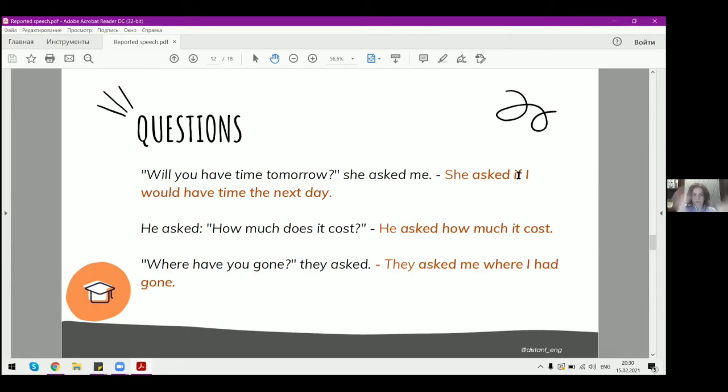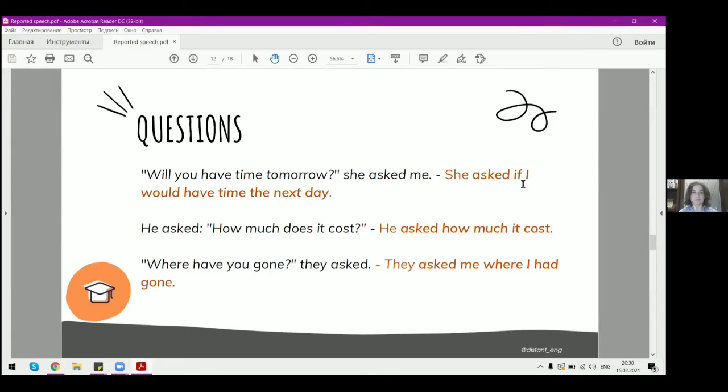So, coming back, why do we use it? To transform exactly the question without any question word. That's why we need it. So, all in all, we have: she asked if I would have time the next day. She was asking about me. That's why I'm saying "I would have time". Yeah, so here it was "you", here it is "I". I hope you get it.